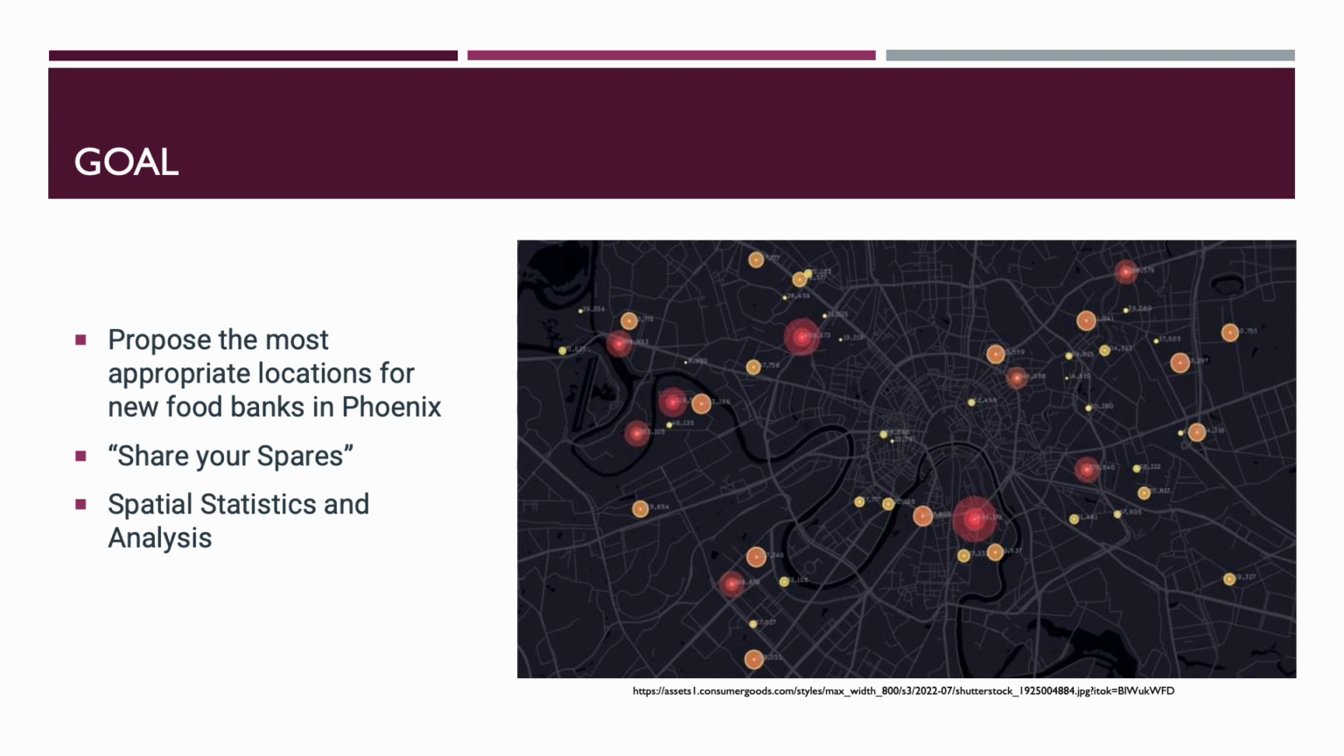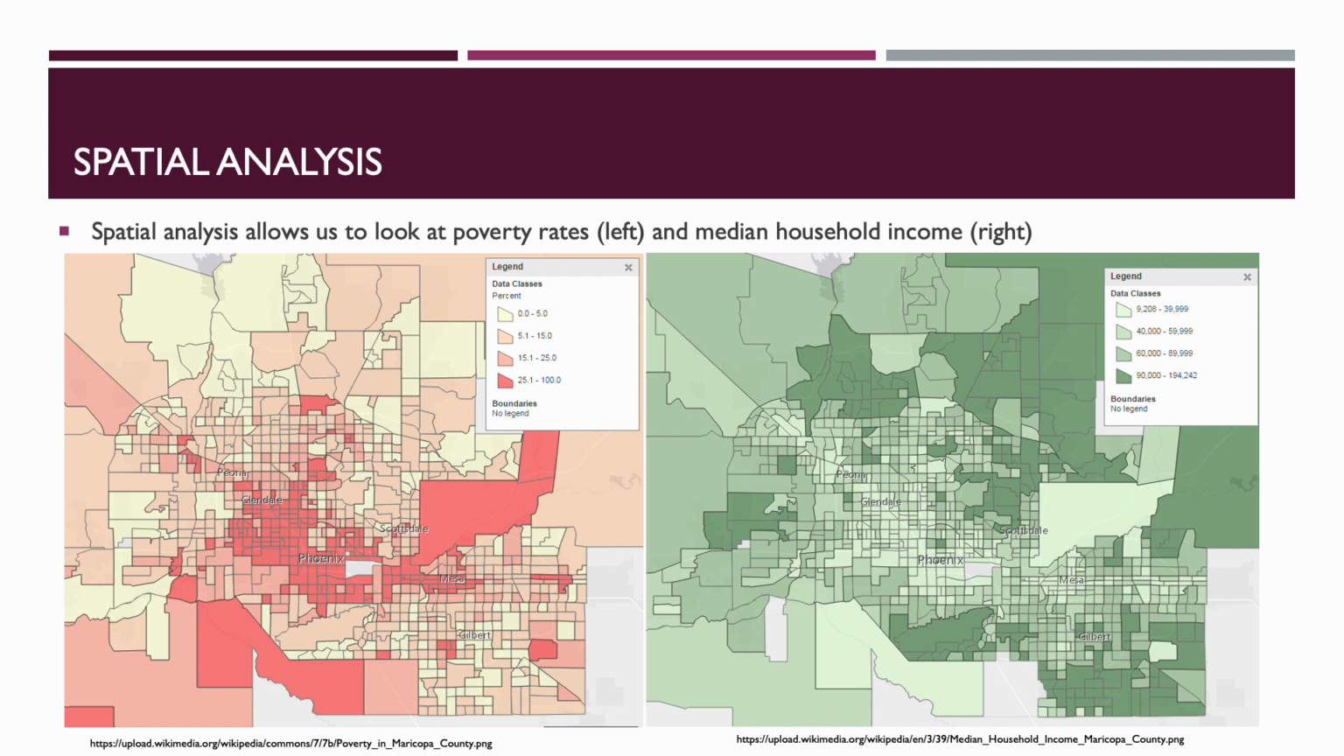Participating restaurants will donate leftover or extra food at the end of the week that would normally be discarded. I'm going to introduce spatial statistics and analysis in order to determine the most appropriate locations for these food banks. How does spatial statistics analysis work in this case? We want to use density maps in order to track how many people might be in need of food banks and where they are located.